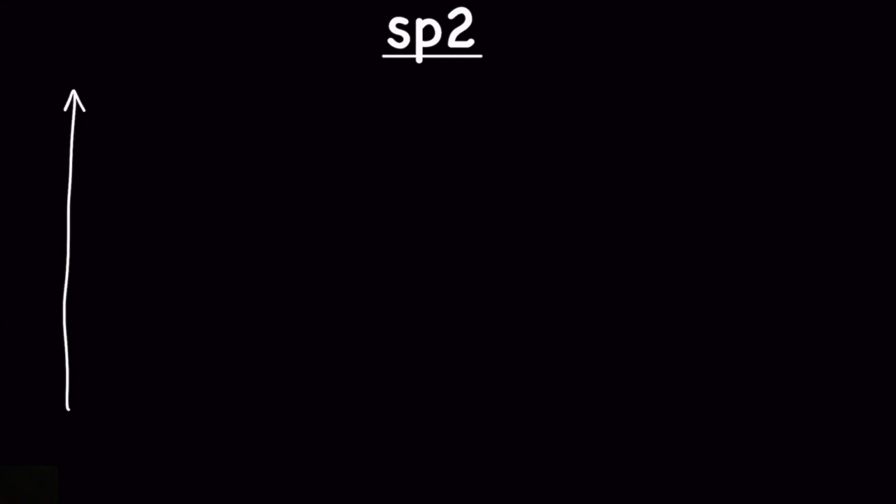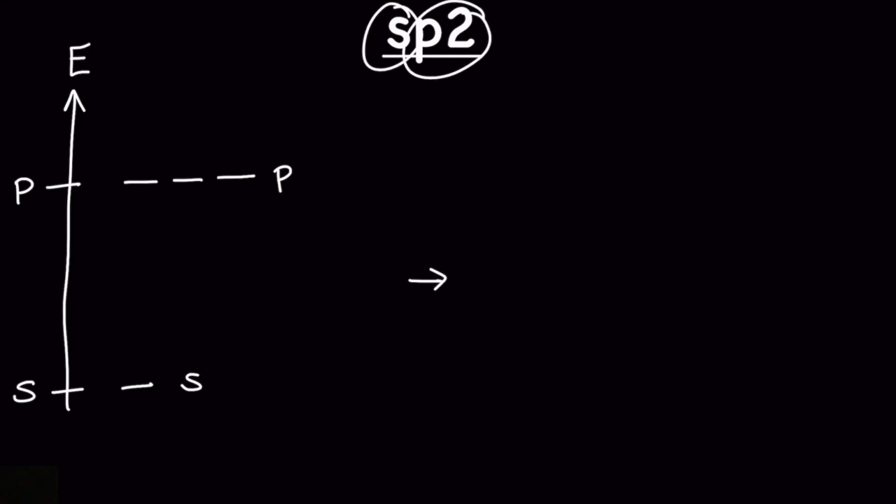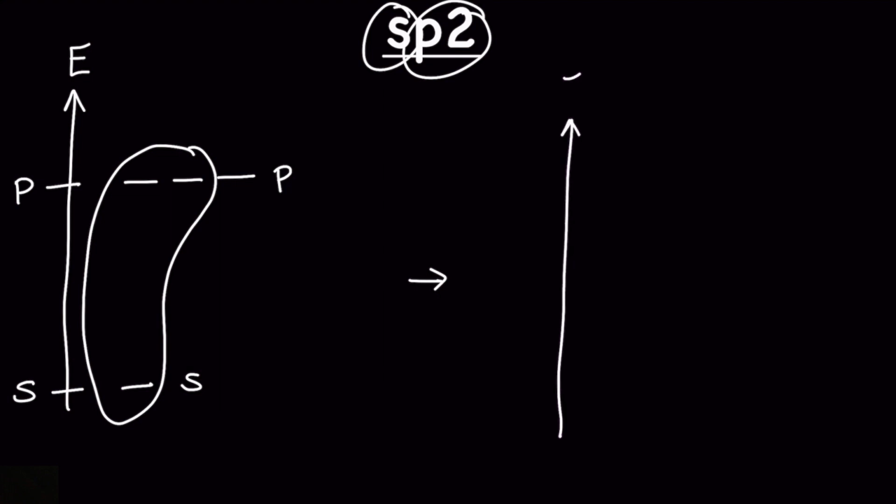Now, what do we do about sp2 orbitals? Same idea. First, I'm going to draw our generic atomic energy diagram. I'm going to put S here and P up here, 1 S and 3 Ps. But like the title suggests, we're going to mix 1 part S with only 2 of the Ps. And if we do that, we are going to get a ratio of 1 part S to 2 parts Ps.